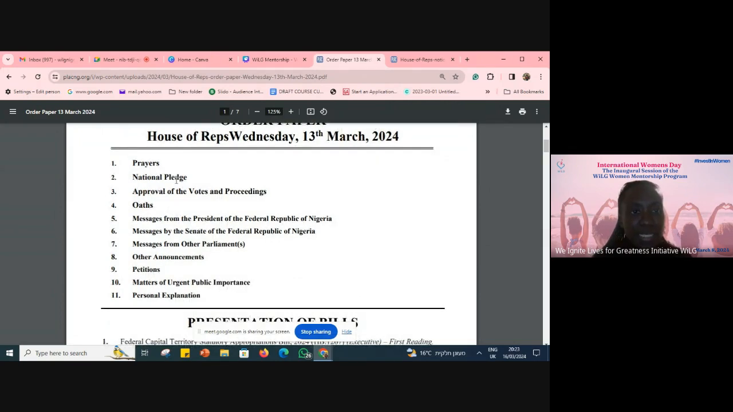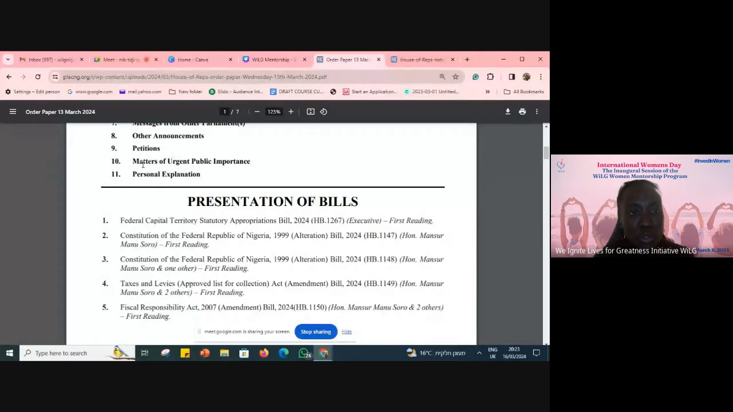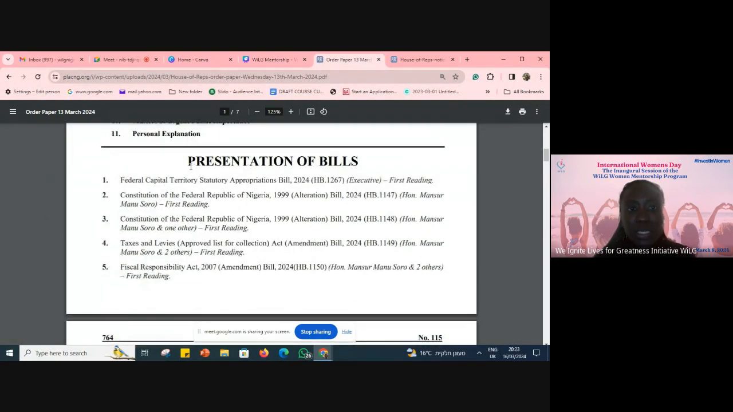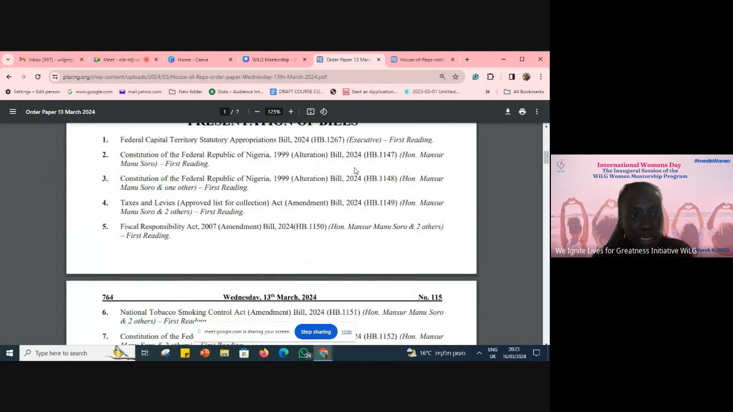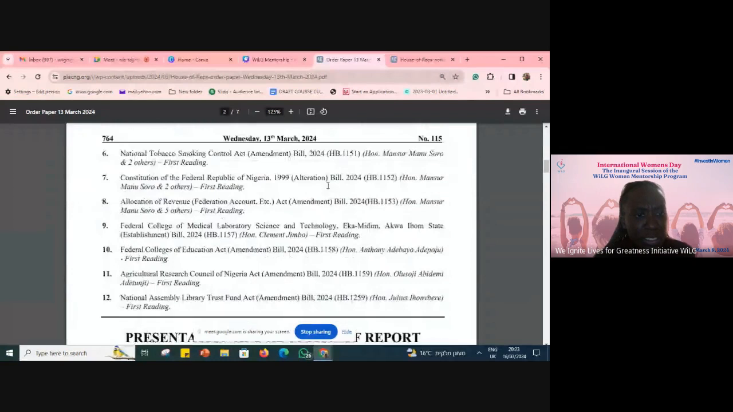They do the prayers, they have the National Assembly, approval of votes and proceedings, oaths, messages from the President of the Federal Republic, message from the Senate if they do have. So you see, they have their petitions, announcements, matters of urgent importance. So these are the bills that they presented that day, actually on Wednesday. You can see all the bills.